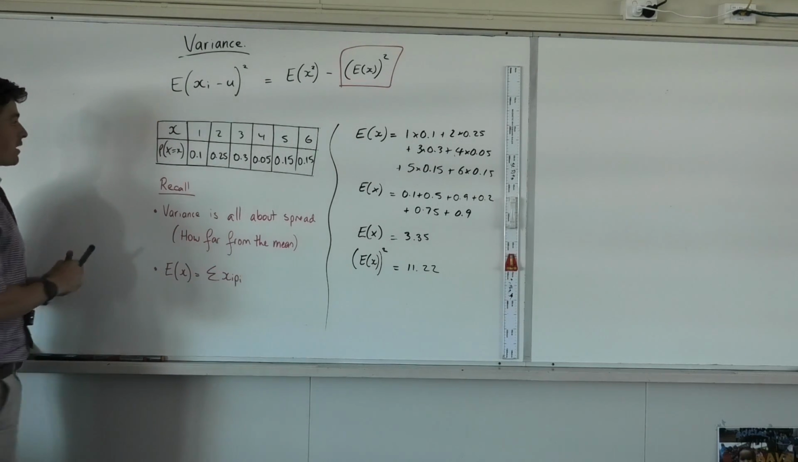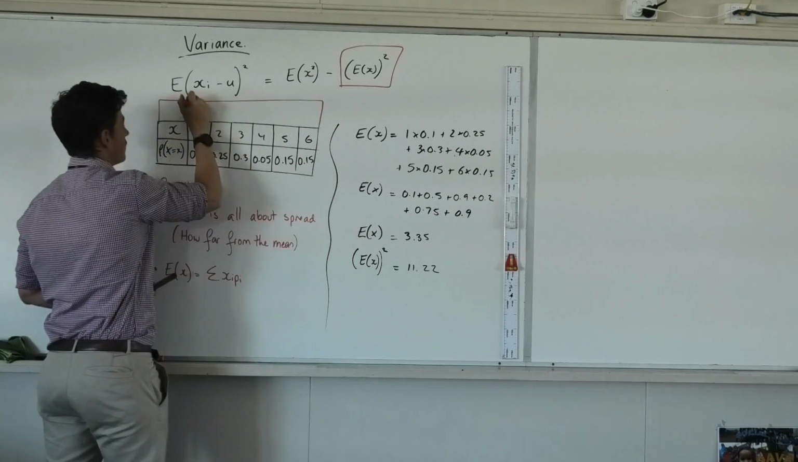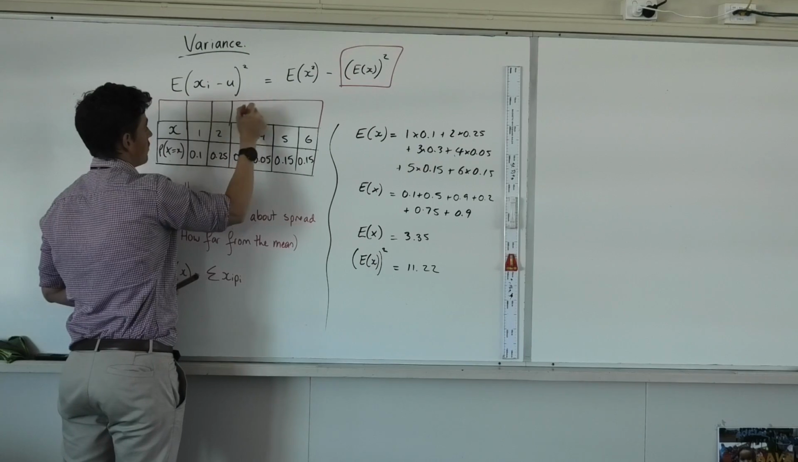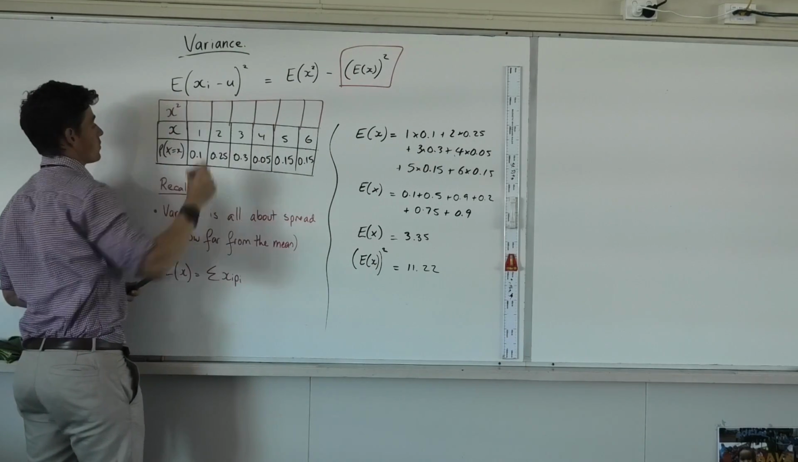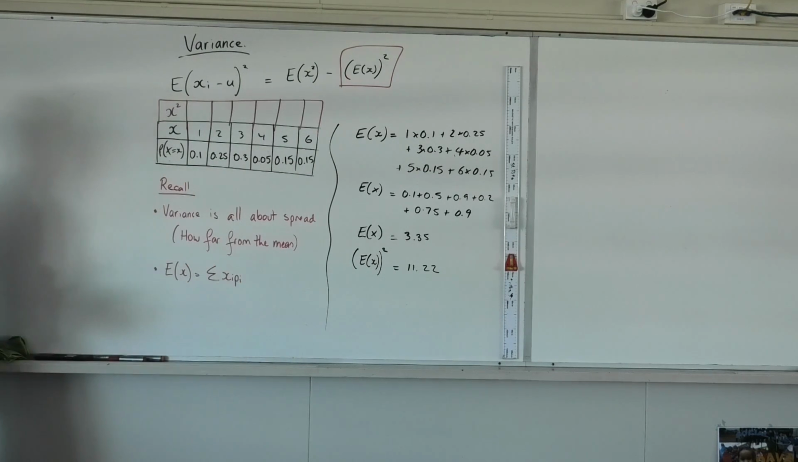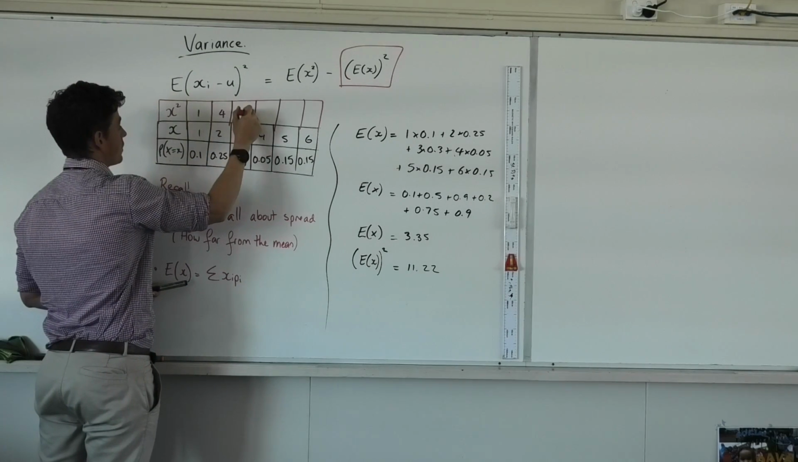So to do this, I'm going to set up, and this is what I would strongly advise you do, if you're ever given one of these, I'm going to add another row onto my table, and it's going to be titled x squared. And all I do there is simply square each x value. So what's 1 squared? What's 2 squared? 3 squared?